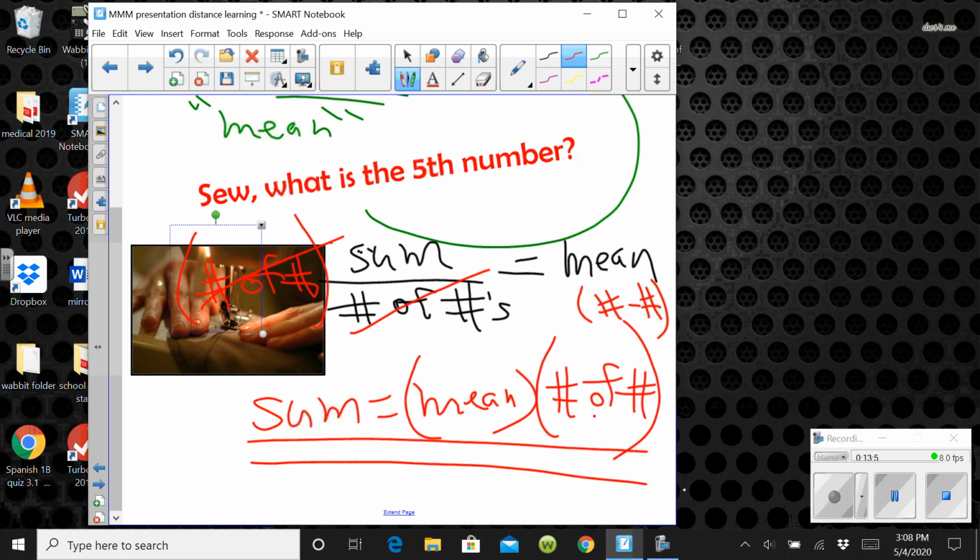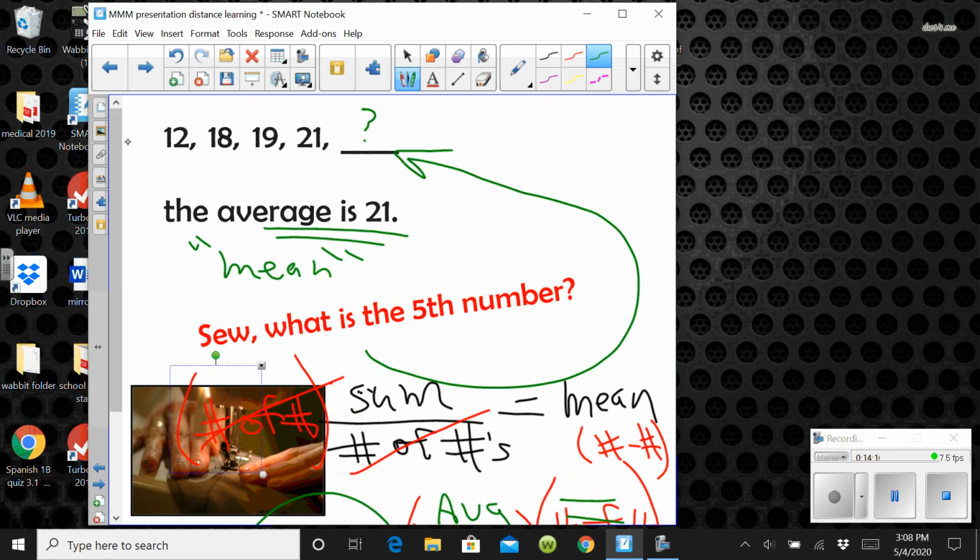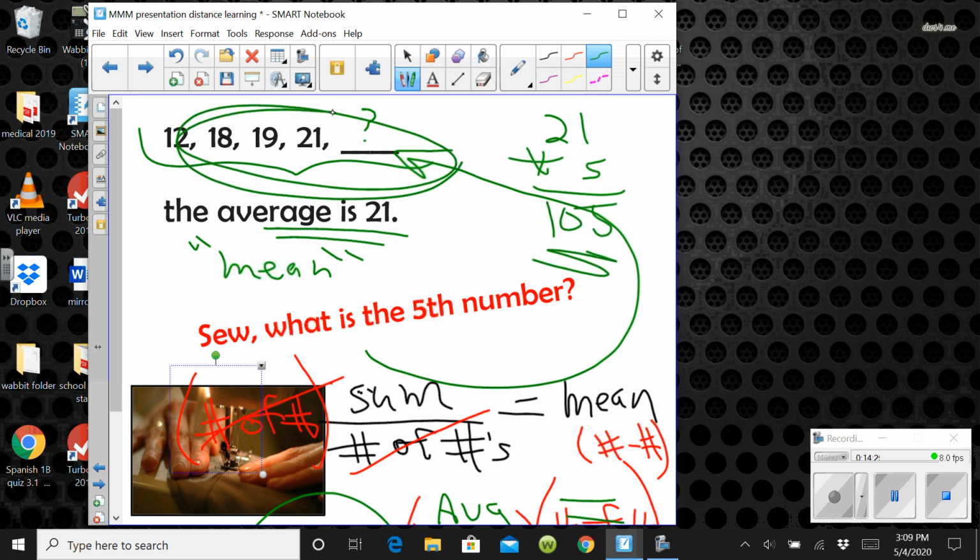And this is a really, really important idea, right? If I know what the sum of numbers is, I know these two values. If I know the average and I know how many numbers there are, I also know what they add up to. Let's go back up here. If I know the average is 21 and there's going to be 5 numbers altogether, I can go 21 times 5, which is 105. These numbers have to add up to 105.